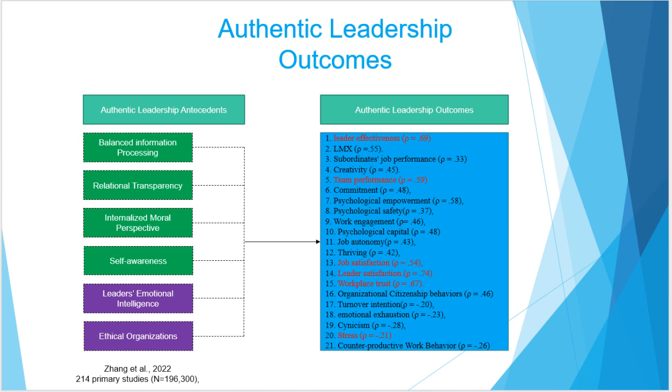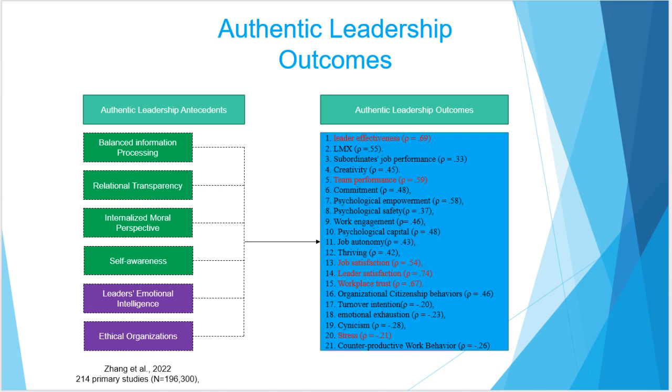And then you go to leader satisfaction. So as a leader, when you are an authentic leader, what happens to you? Well, you experience high satisfaction yourself. So both the leader and the followers get high satisfaction when a leader is authentic. And then workplace trust. So people are more trusting. They trust each other. They trust their leader when they are being led by an authentic leader.